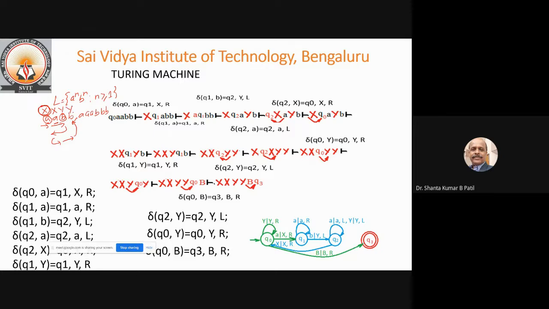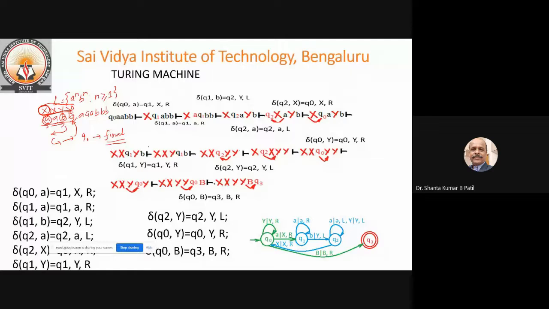Once all the input symbols are converted, these are all called tape symbols. So whenever all the symbols are converted from input symbols to tape symbols, the machine halts. After completion of all the input symbols, it changes the state from the initial state to the final state, where the machine is going to halt.